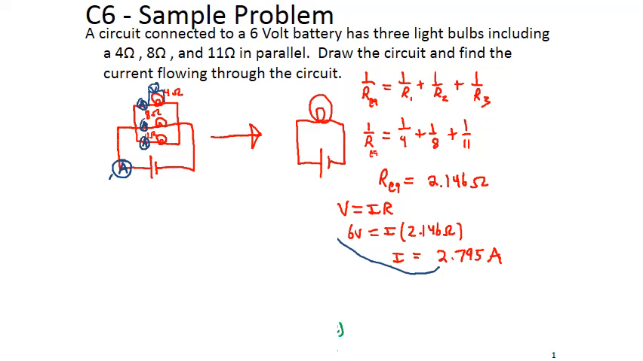Once we've got that, we've got our voltage, we've got our resistance, and the overall current in the circuit should be 2.795. So if you check that in the simulator, you should get that.